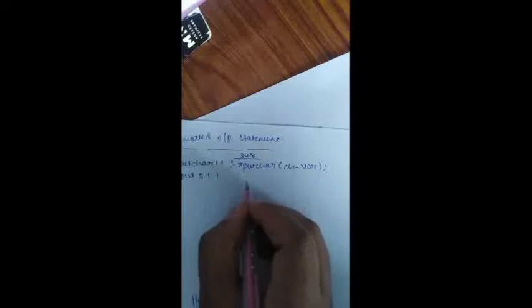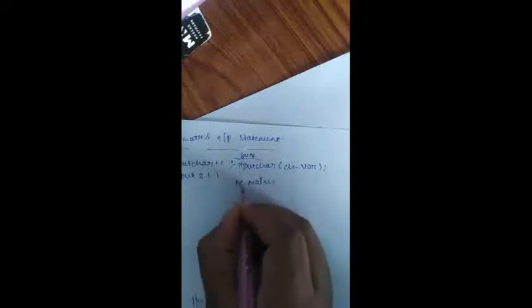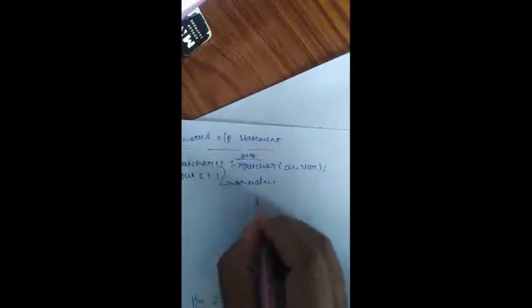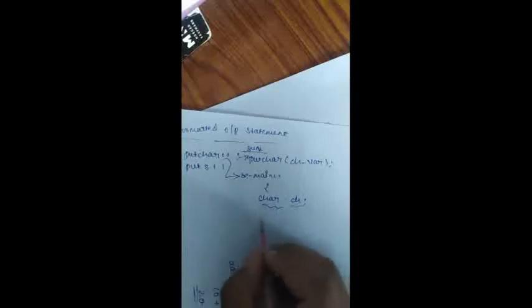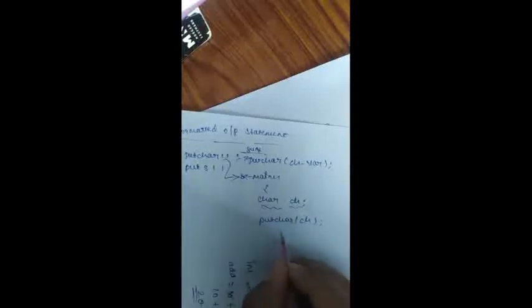What is the syntax of putchar? Putchar, character variable. This is your syntax. This one is the syntax of putchar. How can we represent it in your program? I will write one example. Main function example. I will take a character: this one is the data type, this one is the variable. Char ch. Putchar of ch, we can represent here.